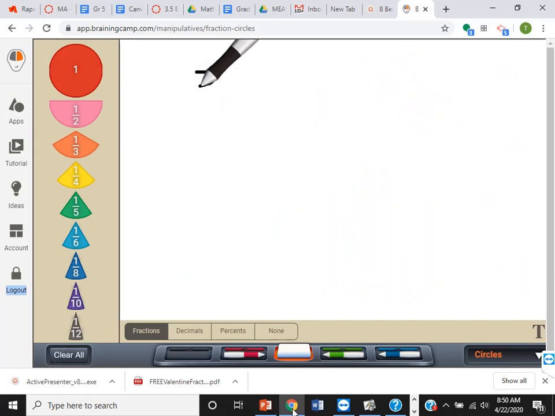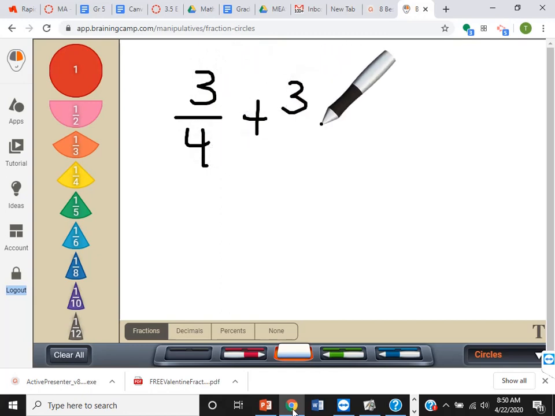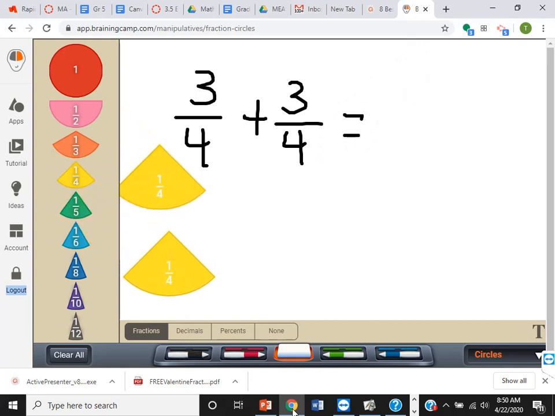Now let's add 3/4 plus 3/4. Of course, the first thing that we're going to do is we're going to show each of those fractions as a model or as a picture.